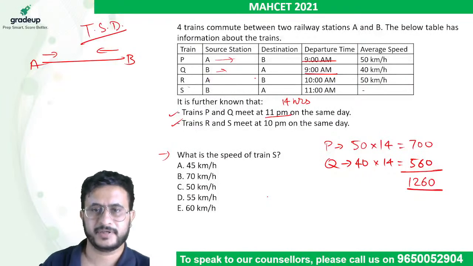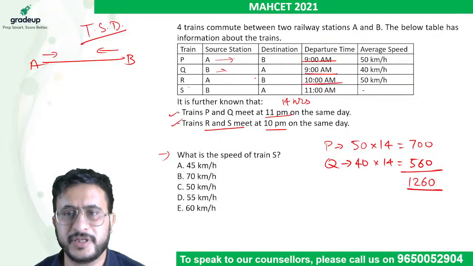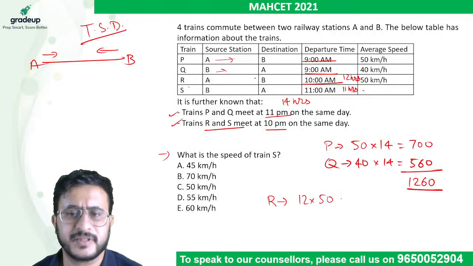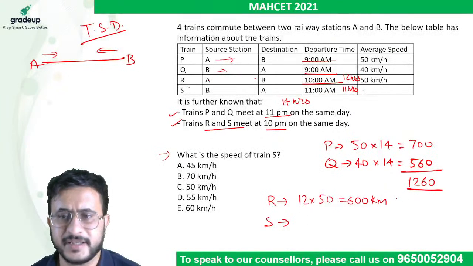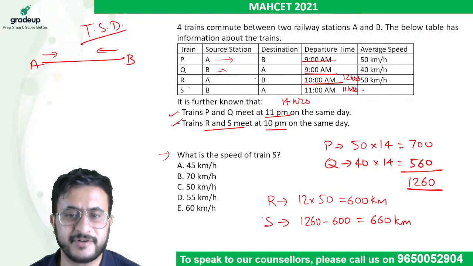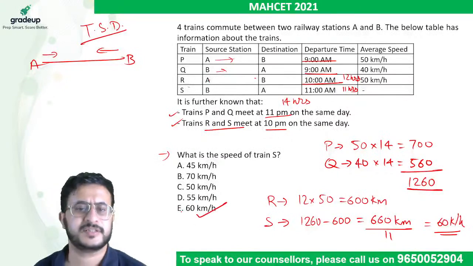Okay. Now trains R and S meet at 10 p.m. So R has moved for 12 hours and S has moved for 11 hours, right? What is the distance covered by R? R is covering 12 into 50, that is 600 kilometer. How much distance is S covering? S will cover 1260 minus 600, that is 660 kilometer. This is the distance covered by S and the time taken is 11 hours. So its speed is 60 kilometer per hour. That is your answer, 60 kilometer per hour.